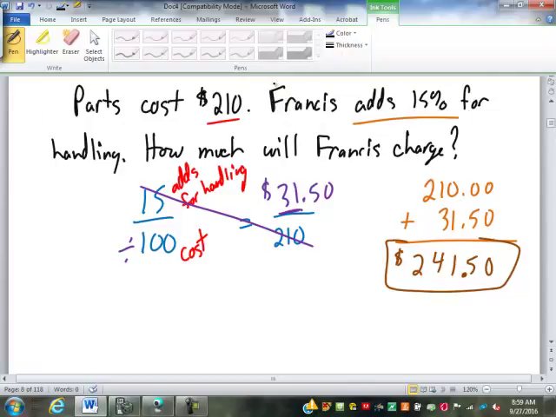So technically, wouldn't it only be $31.50 because it doesn't say that Francis is selling the parts as well? It just says he's adding 15%. Yeah, that's a technicality in the wording. Yeah, I may have worded that a little poorly.